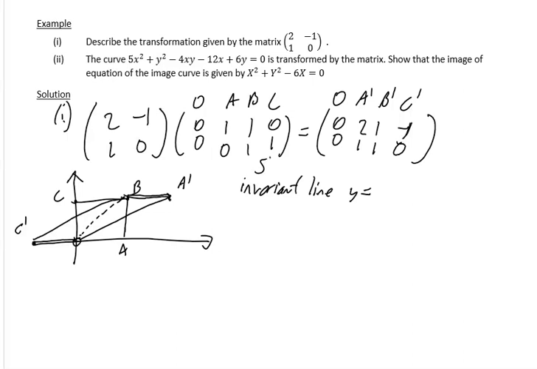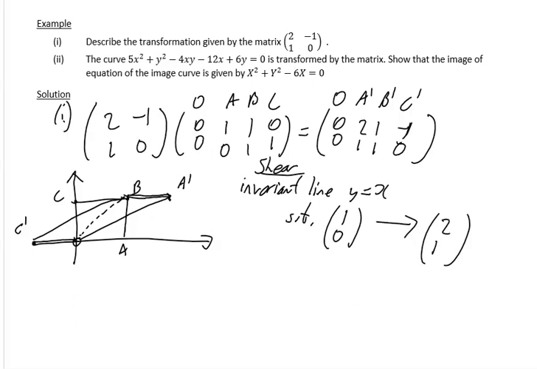Oh, forgot to say what it was. It was a shear, with an invariant line y equals x, such that, and then just pick one point that you know that moves. The point that I'm going to pick that moves is my A, which is 1, 0, and it goes to 2, 1. And that is the first bit of it done.